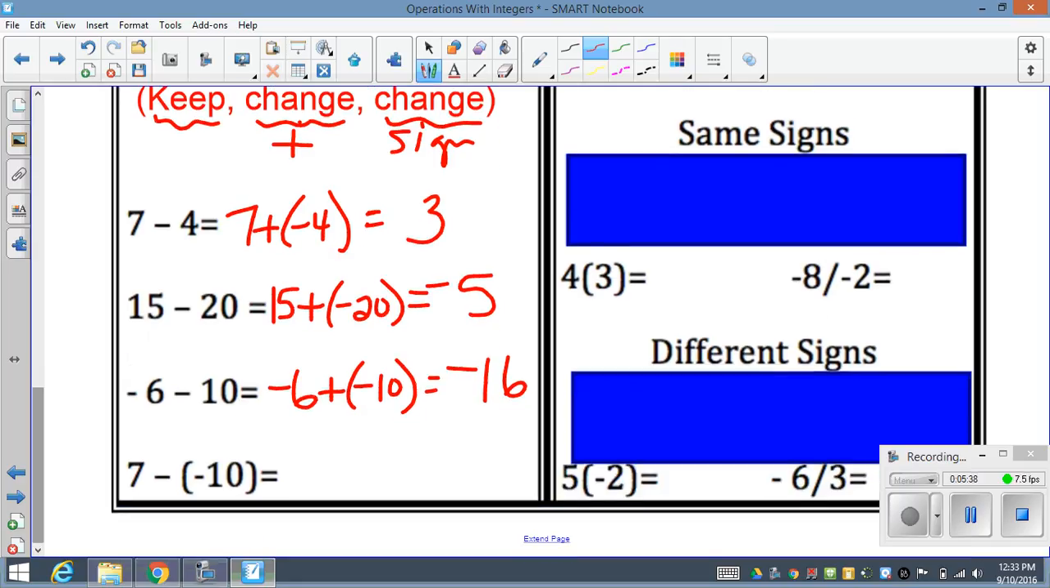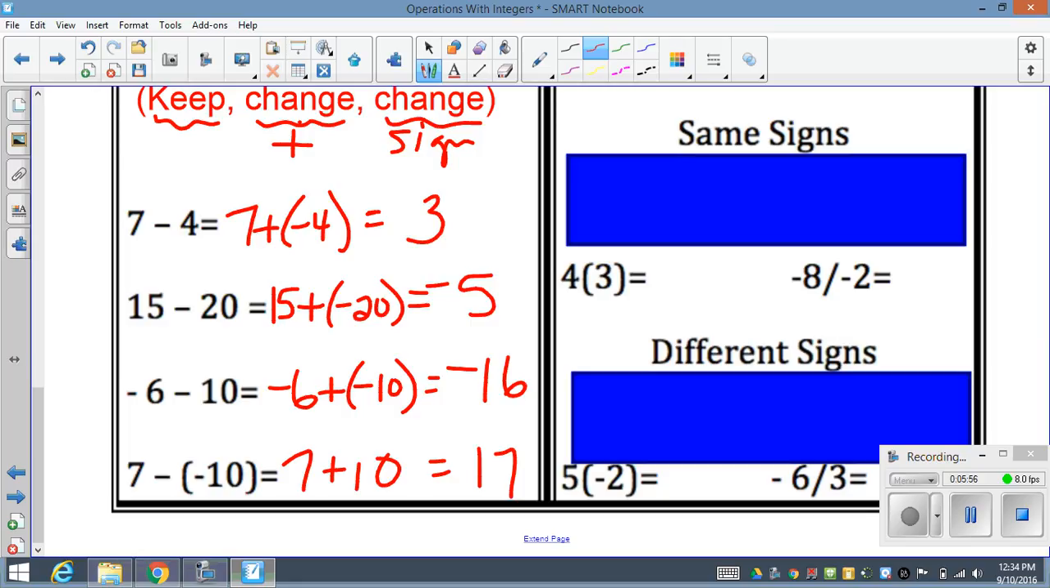And then last but not least, 7 minus a negative 10. I'm going to change that to 7 plus a positive 10, so I don't need my parentheses there. Would have been okay to have them. And then that's just addition. I'm adding, signs are the same, so I'm going to add and keep the sign.